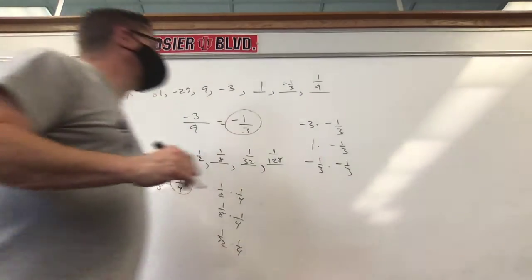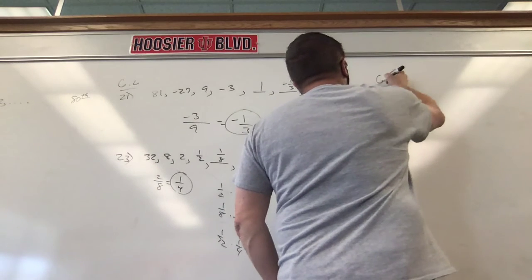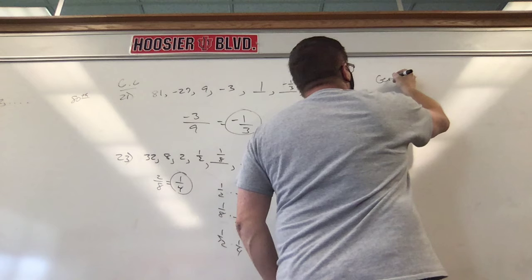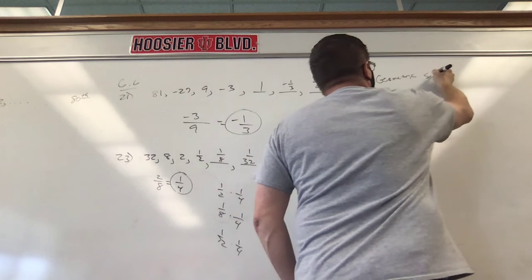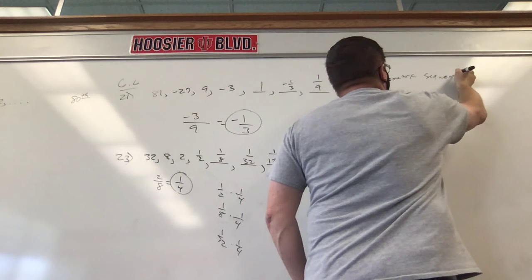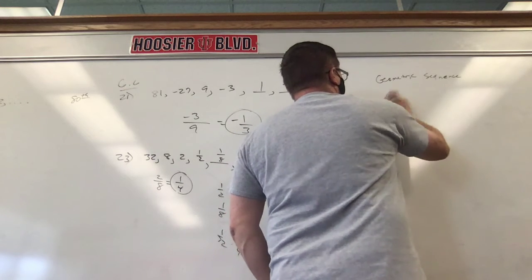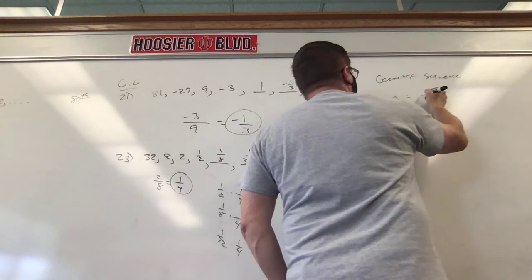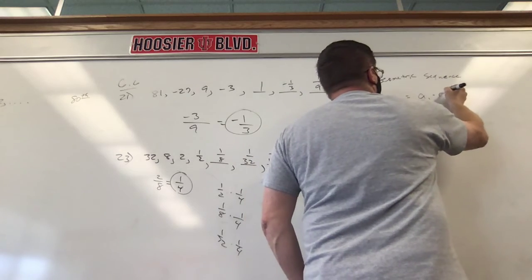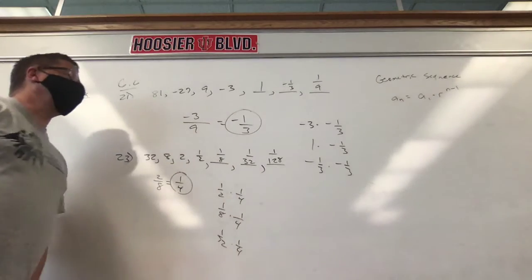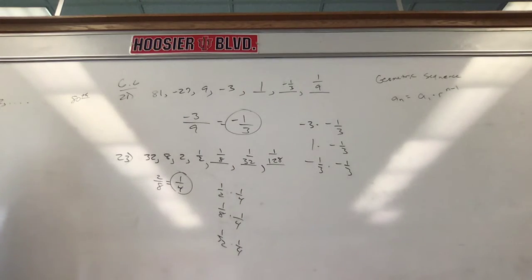So you want to jot this down. For a geometric sequence, okay, jot this down. This looks confusing, okay? We're going to explain everything here. A sub n equals A sub 1 times r to the n minus 1 power, okay? Now you're wondering, what the heck is all of this stuff?